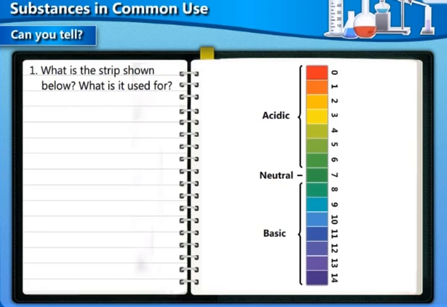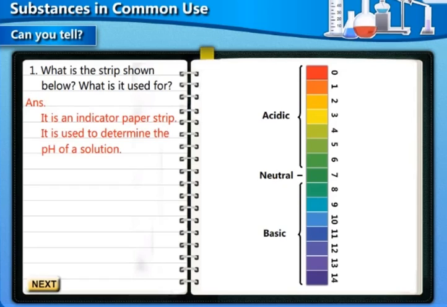So let's see the answer. Wherever there is need, I will explain to you. Answer. As I said, it's an indicator paper strip, or a universal indicator paper strip, which is used to determine the pH of a solution.